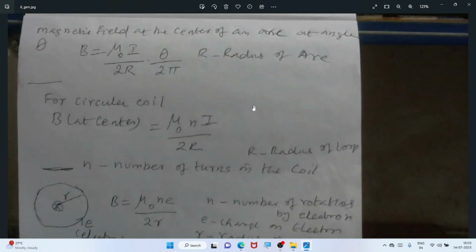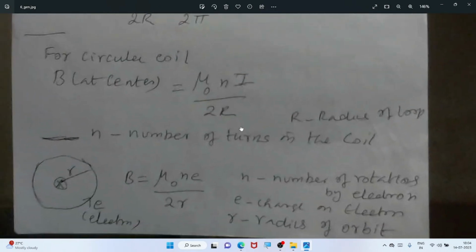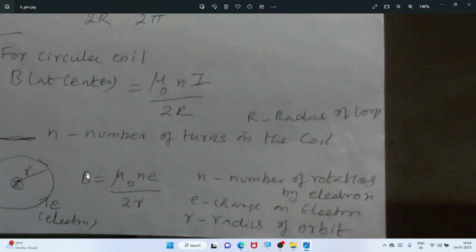Magnetic field at the center of the arc. If you have an arc, what is the magnetic field? You can use this formula. For the circular coil, B at the center, this is the one. N is the number of turns in the coil, and r is the radius of the coil. This is when an electron is revolving in the orbit, and this is the magnetic field. Here, the number of rotations, the charge of the electron, and the radius of the orbit.